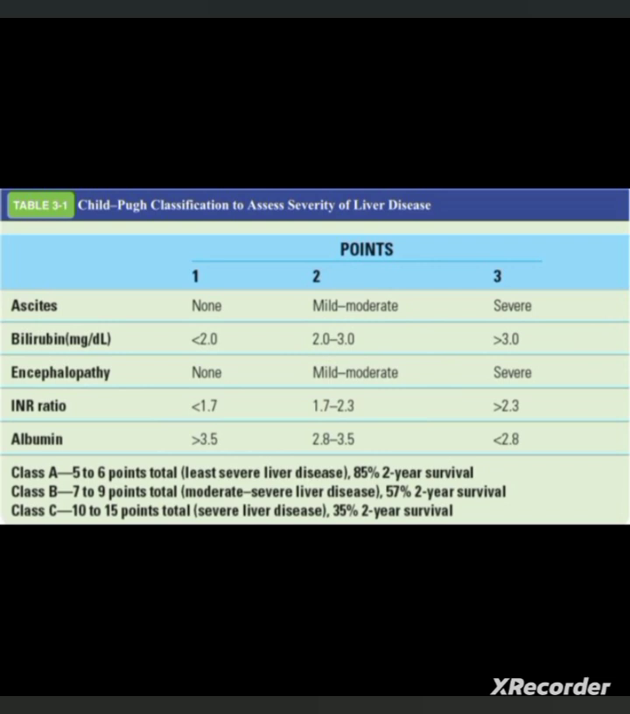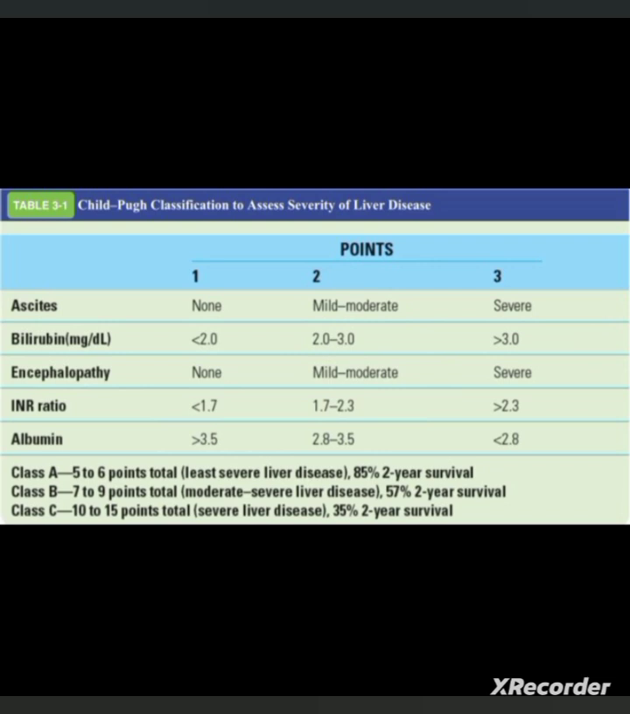The next parameter is albumin. Albumin greater than 3.5 indicates a score of 1. 2.2 to 3.5, the score is 2. If it is less than 2.8, the score is 3. After assessing each parameter, we calculate the score, or the points, of each patient, and then we classify them into different categories: class A, class B, class C.